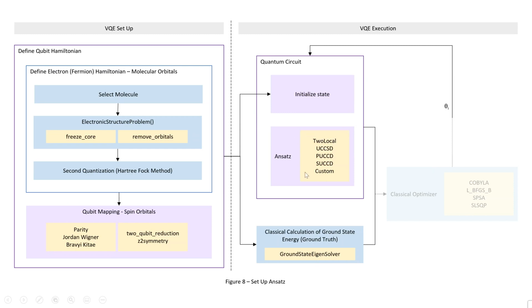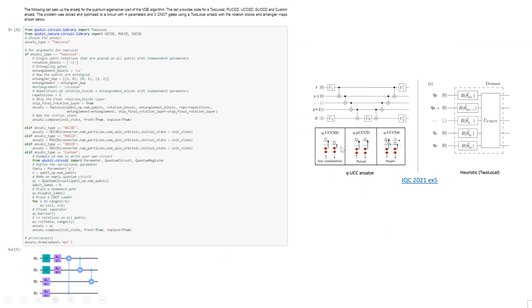So now the next step is to set up our ansatz. And so, in exercise 5, they gave us a template to do that. You can use different types called TwoLocal, UCCSD, PUCCD, SUCCD, or you can even customize your own. I think in the notebook they did a great job of explaining it already, so I won't redo that. This is a screenshot taken directly from the notebook.